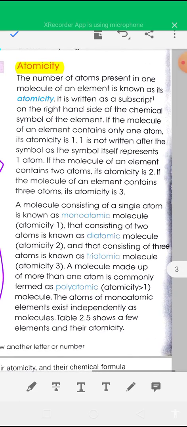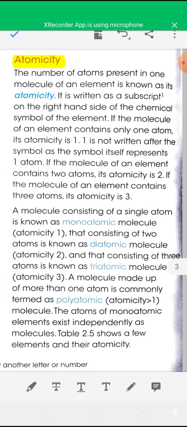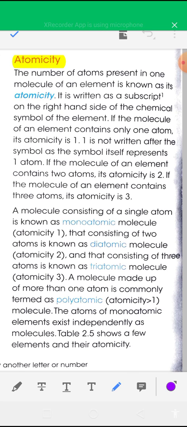Now see atomicity. The next topic is atomicity. What is atomicity? You know, atoms combine to give a molecule, okay. And the term atomicity is related to molecule. The number of atoms present in one molecule of an element is known as its atomicity.